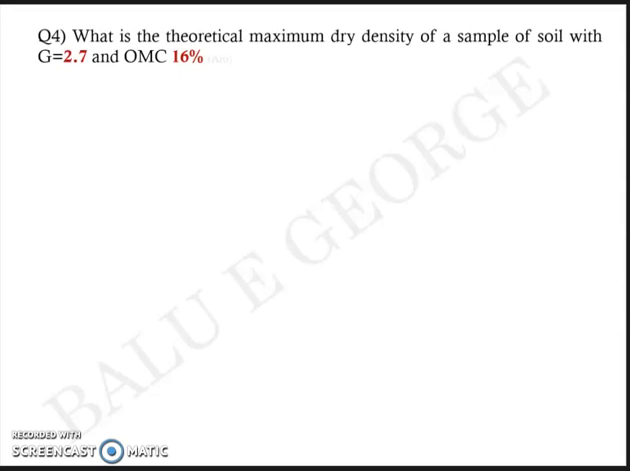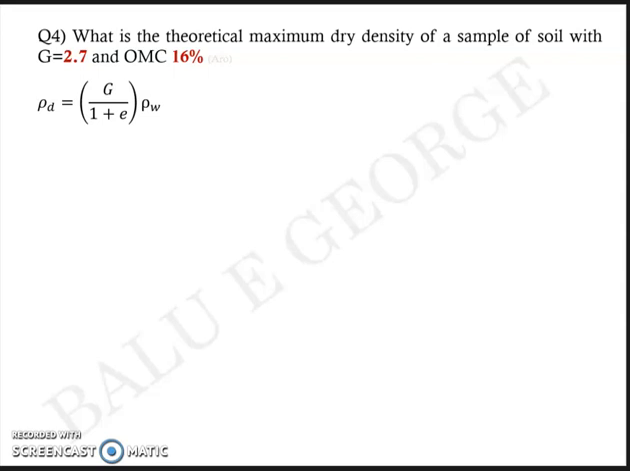The first problem is quite a simple one and is based on compaction. You're asked to find the theoretical maximum dry density of a sample of soil with specific gravity 2.7 and optimum moisture content 16%. Now we know that the maximum dry density is a case of dry density, and hence we can apply rho d is equal to G by 1 plus e into rho w, where G is the specific gravity, e is the voids ratio, rho w is the density of water.